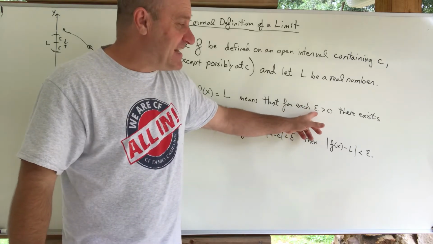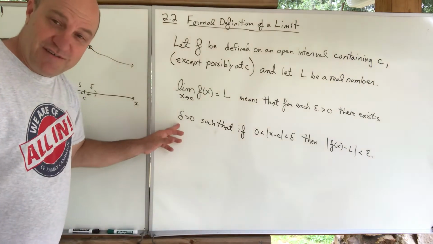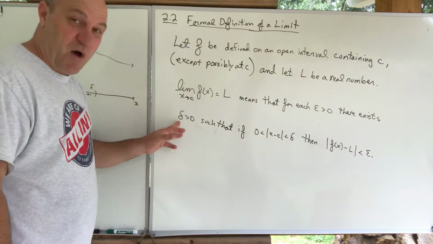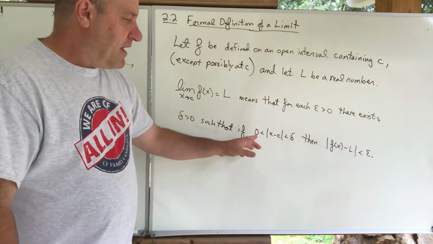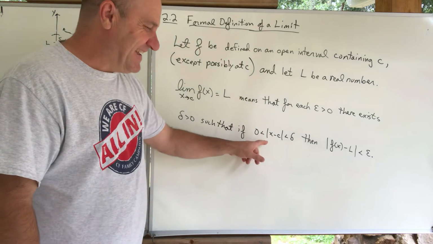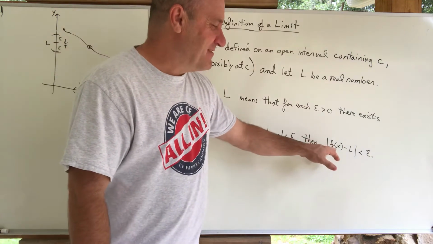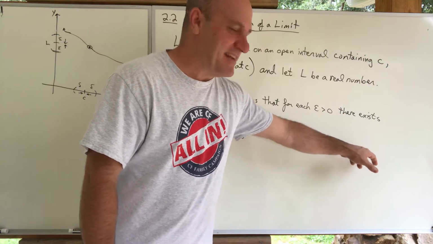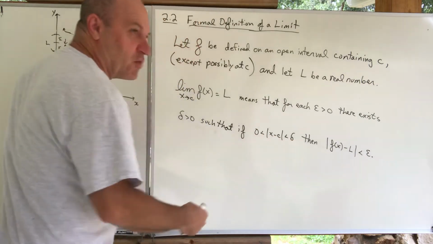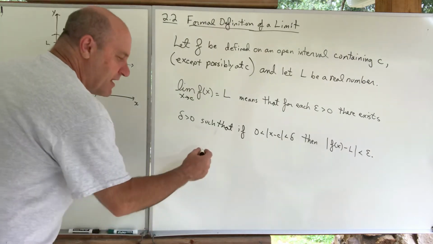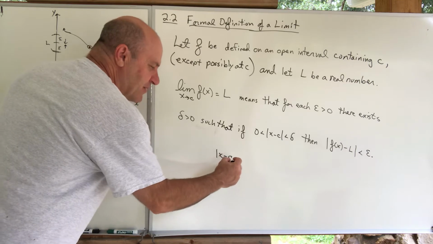For each teeny little number you might pick that's greater than 0, there exists another small number greater than 0, delta. That's this Greek letter delta, such that if the absolute value of x minus c is less than delta, then the absolute value of f of x minus L is less than epsilon. This is an absolute value inequality, which is like a distance. I don't know if you remember, we used to do this absolute value inequality.